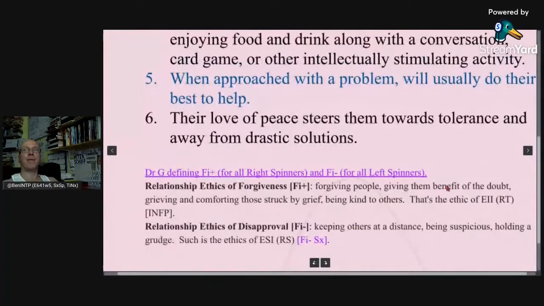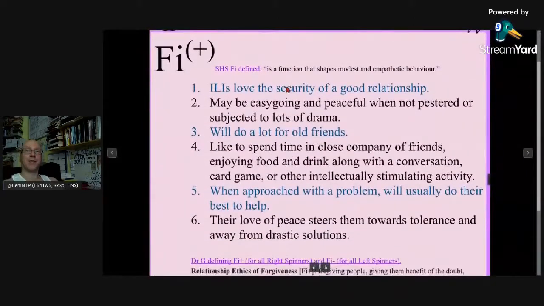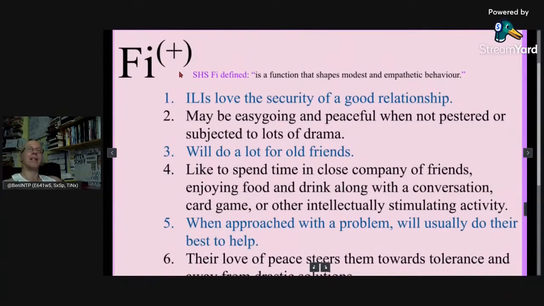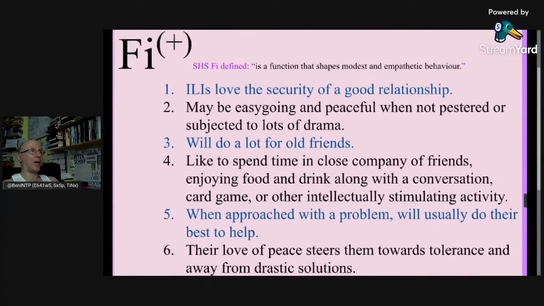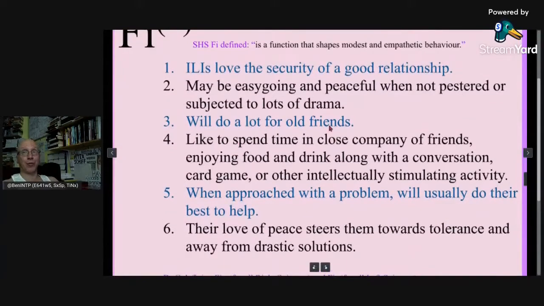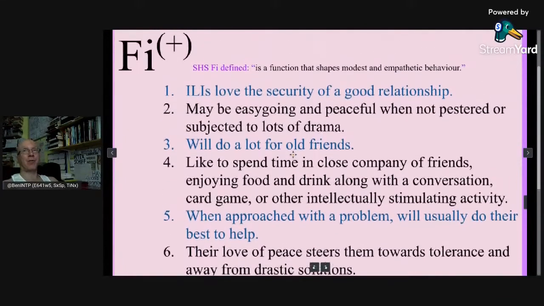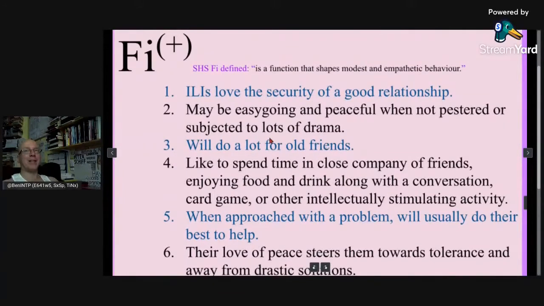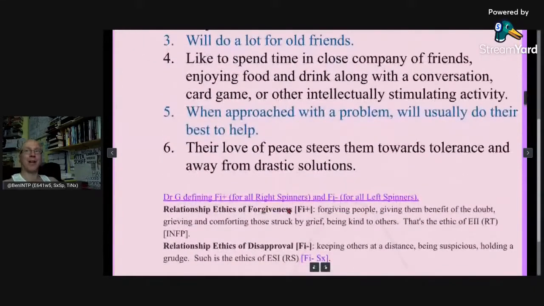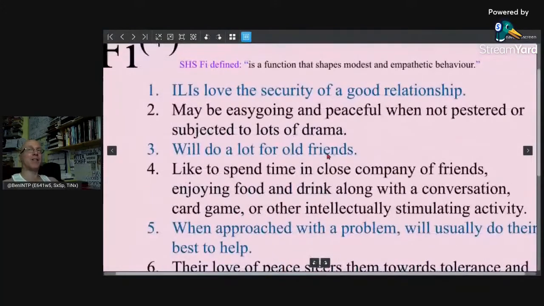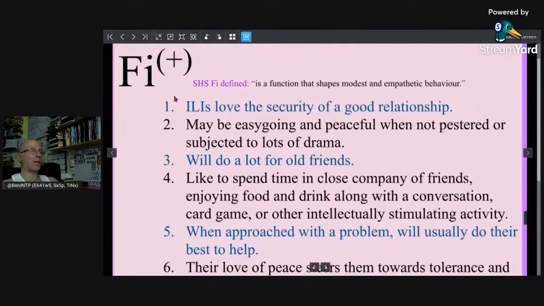No. Forgiving people, giving them the benefit of the doubt, grieving and comforting those struck by grief, being kind to others. So he thinks, when he comes to write this box, in this box it's going to read like INFP, because it's FI minus, and FI minus in Victor's system is how FI works in INFP. Now, this can be true, but they're not going to go out of the way. They're fives. A lot of times, INTJs are fives. So what I'm saying here is this text is a deductive artifact from saying it's FI plus, because that's your definition of FI plus. If you're going with that definition of FI plus, and then you come into this slot, that's the kind of sentence you're going to write in the box, because that's how he's defined FI plus.